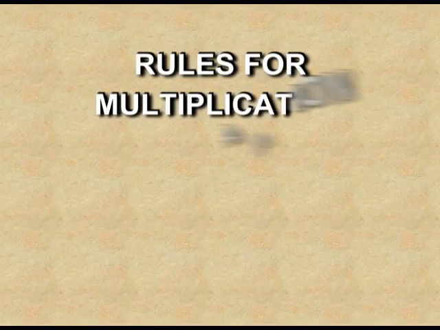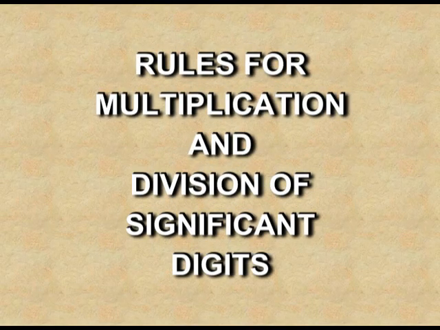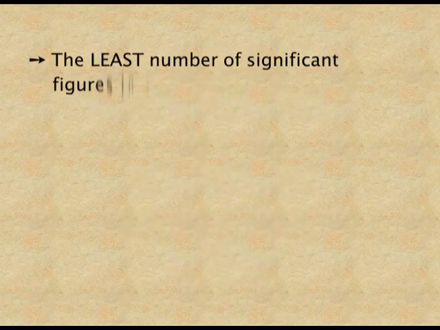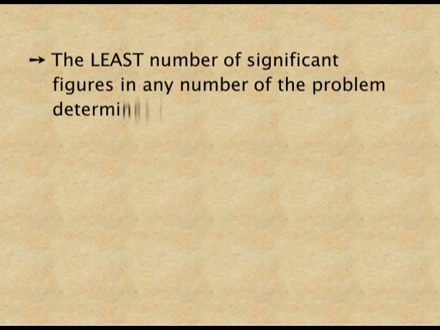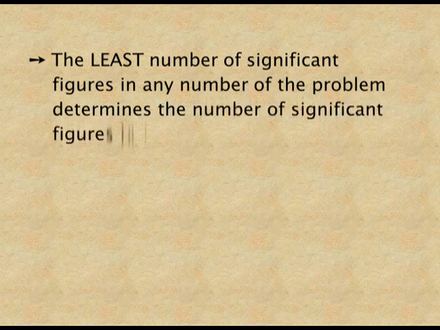Rules for multiplication and division of significant digits. The least number of significant figures in any number of the problem determines the number of significant figures in the answer. That is, for the numbers we are multiplying or dividing, our answer should have only that number of significant figures in which our number has the minimum number of significant figures.